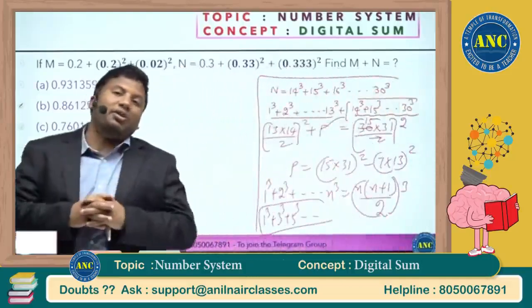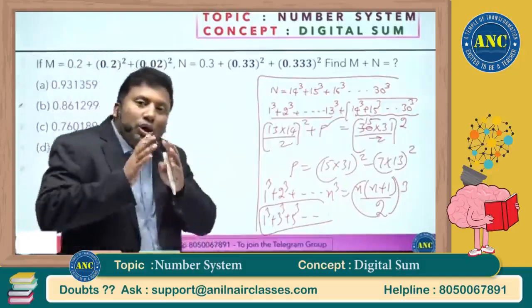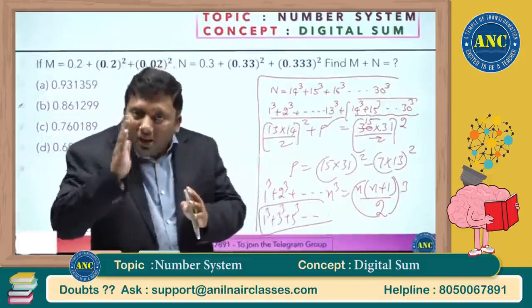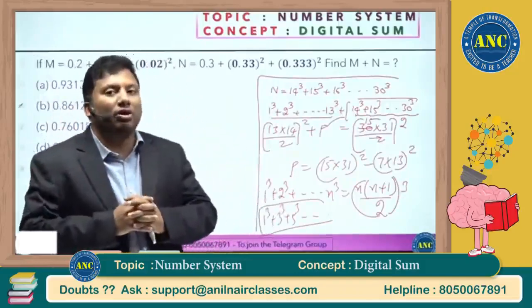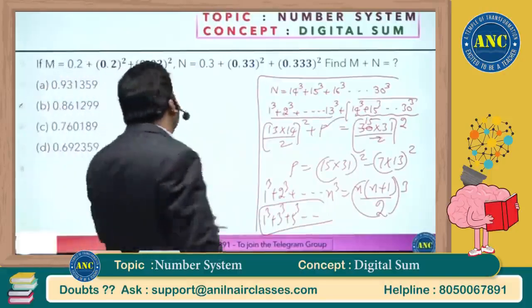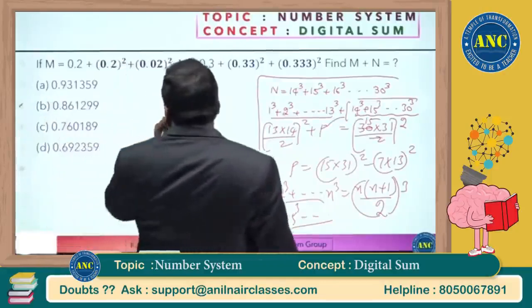Digital sum for powers, how to do? Point number 1. Point number 2. How to use the concept of if the power is an odd number and the base values are in arithmetic progression. How to use that concept? Idea clear? Next one. All numerical value questions will be completed in one shot.